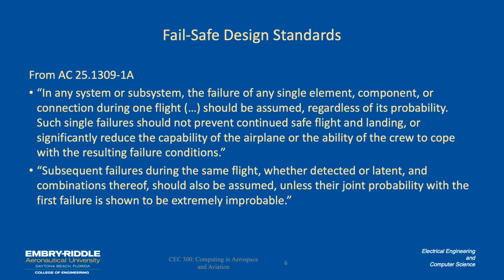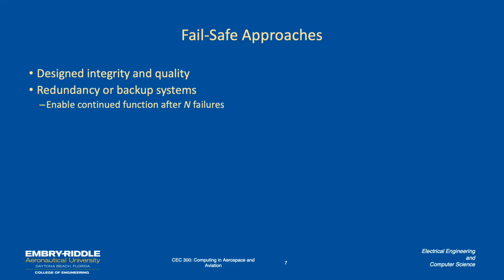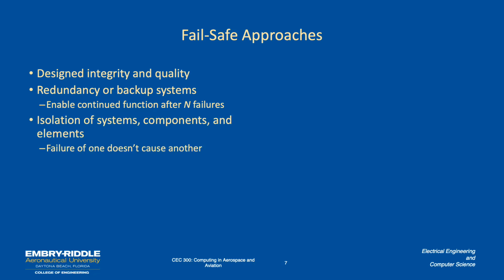So again, failure is not an option. This is failure is presumed, and you need to design around it. That's really what we're talking about here. So here are some approaches to fail-safe design. The whole idea is you want to design for integrity and quality to start with, so you want your system to have as resilient a design as possible. You should have redundant or backup systems so you can have continued functioning after multiple failures. Systems should be isolated from each other so that one failure doesn't cause another.